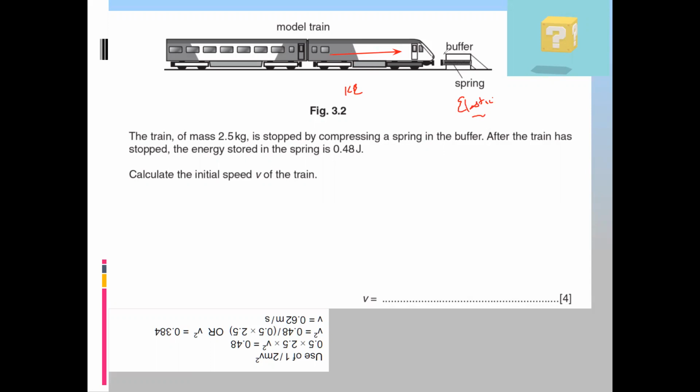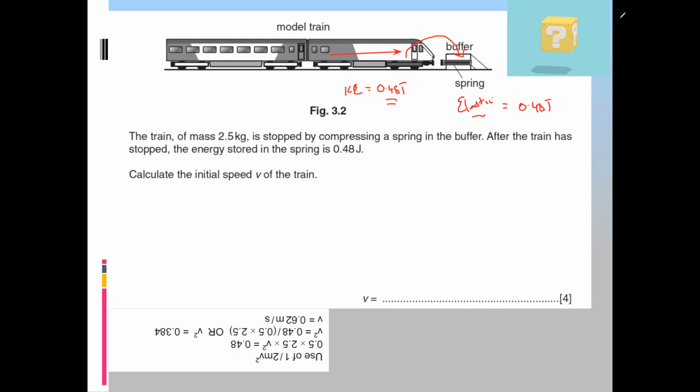It will also produce sound energy, but this is our assumption: that if the train had 0.48 kinetic, all of its kinetic energy is transferred into the spring. Practically it is not possible. There are other forms of energies as well, but we assume that only one form of energy is transferred. So we need the speed of this train.